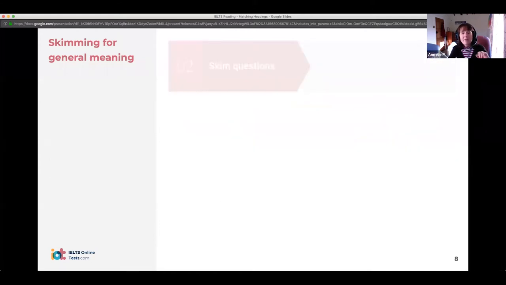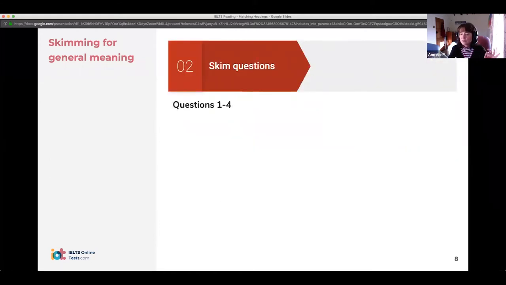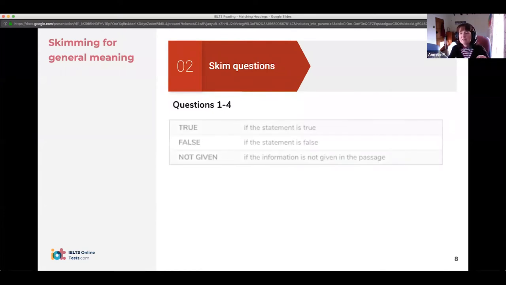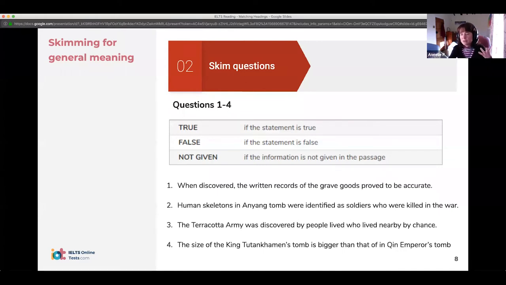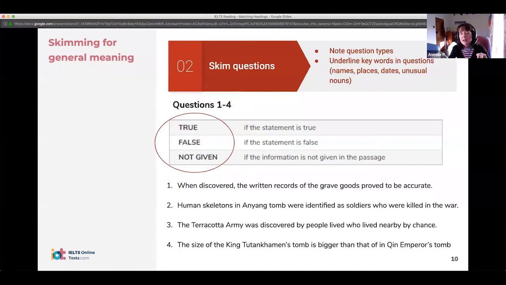Yeah. Okay. Then what you want to do is just have a very quick look at the questions. Okay. So get an idea of what kind of questions am I going to be looking at in this passage? What kind of techniques am I going to need to use? So for example, here we're looking at the true, false, not given. So those strategies are what you're going to need to look at. Okay. And as somebody said earlier on, get that key information underlined so you have a really good idea of what you're going to come across.